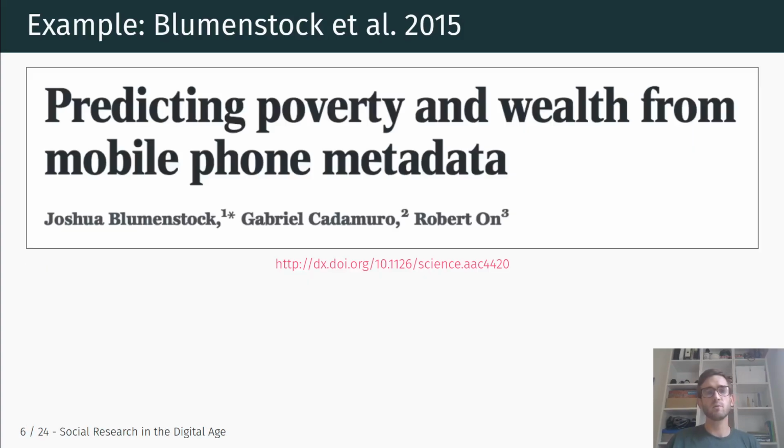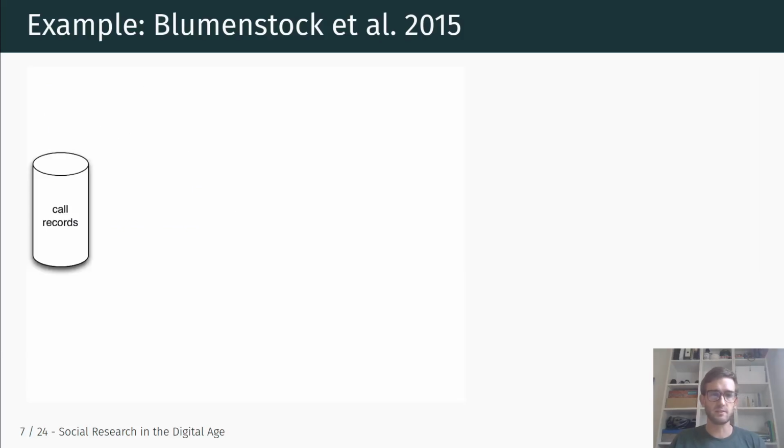So specifically, what the authors are interested in is estimating poverty and wealth in Rwanda in smaller geographic communities. These types of data are very difficult to collect and very expensive to collect. And so to have a better, more fine-grained estimate of local wealth and local poverty can be really important for, for example, policymakers and things like that.